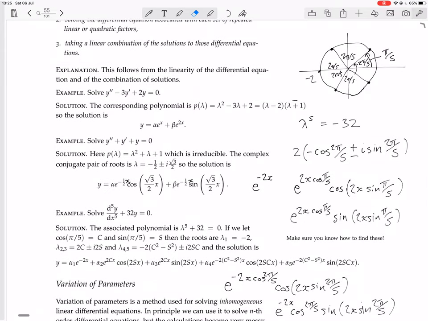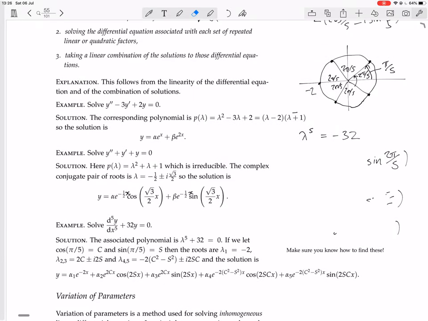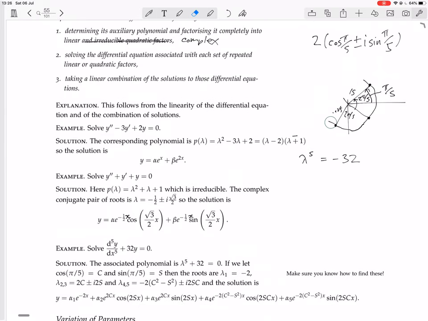So I solved the complex equation, the complex polynomial lambda to the 5 equals minus 32, in this version. I solved that here by drawing a diagram, right? And if that doesn't satisfy you, or I think there might be questions where such a thing doesn't work. I can't really remember, but maybe you'll get questions where it doesn't work.